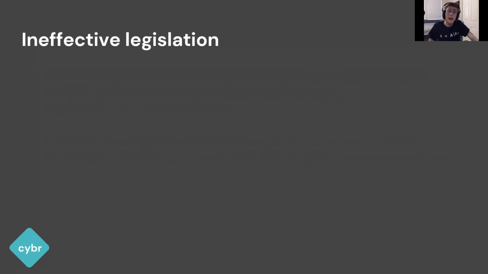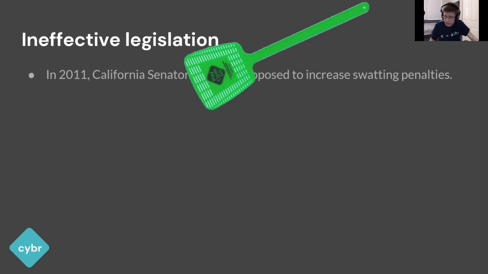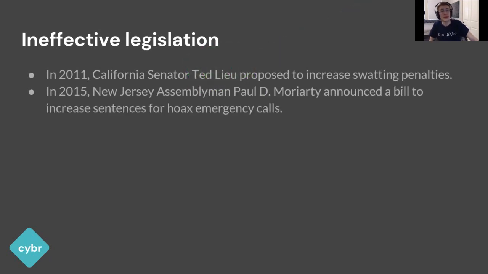So as of late, there have been attempts, I will say the word attempts pretty respectfully here, to legislate and restrict people's ability to do this without getting punished. Let's go over all of the recent attempts to make swatting illegal in the United States. The first attempt was actually in California. There is a senator called Ted Lieu, who in 2011 proposed to increase swatting penalties in the Senate. Ted was then promptly swatted 2 days later. So that sucks. Then in 2015, New Jersey Assemblyman Paul D.